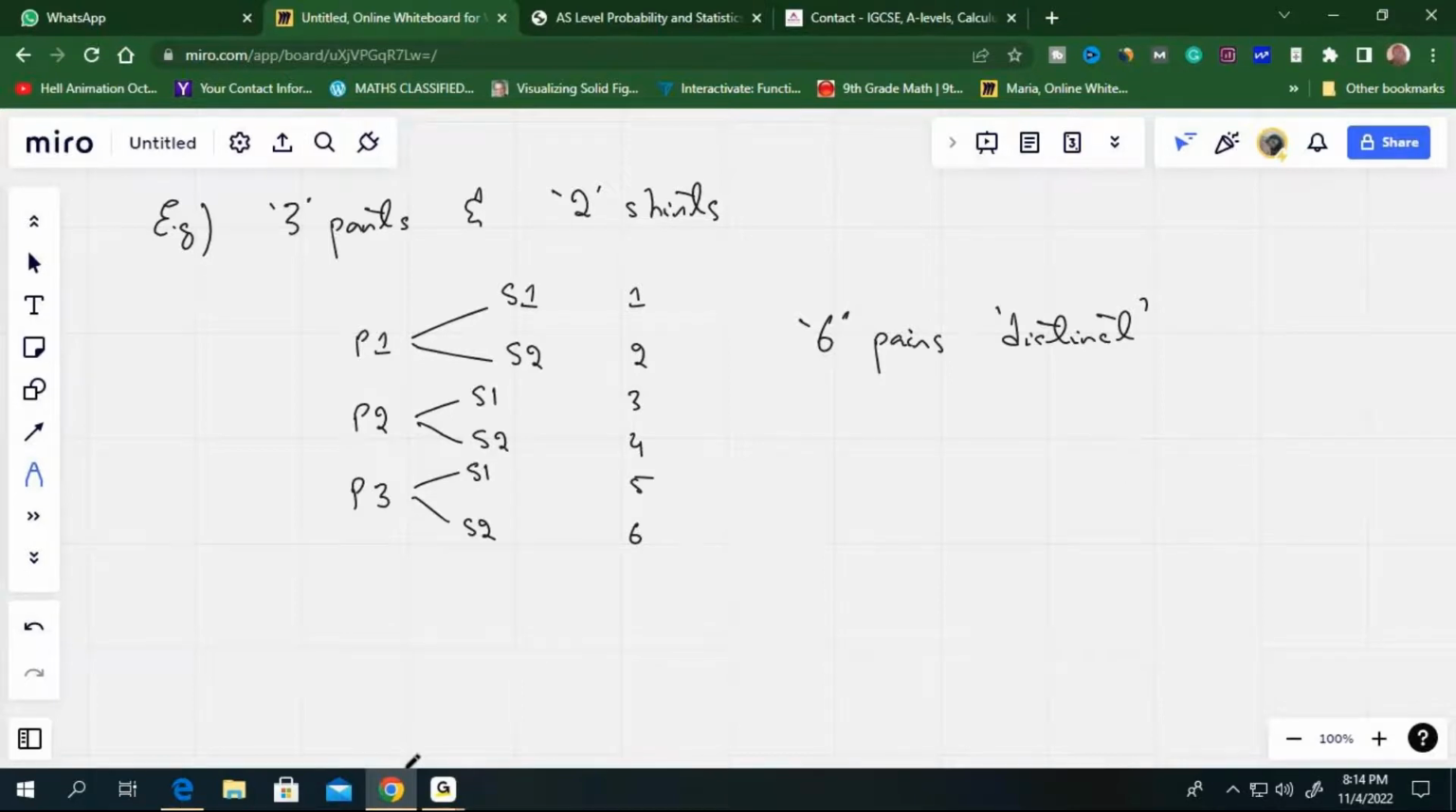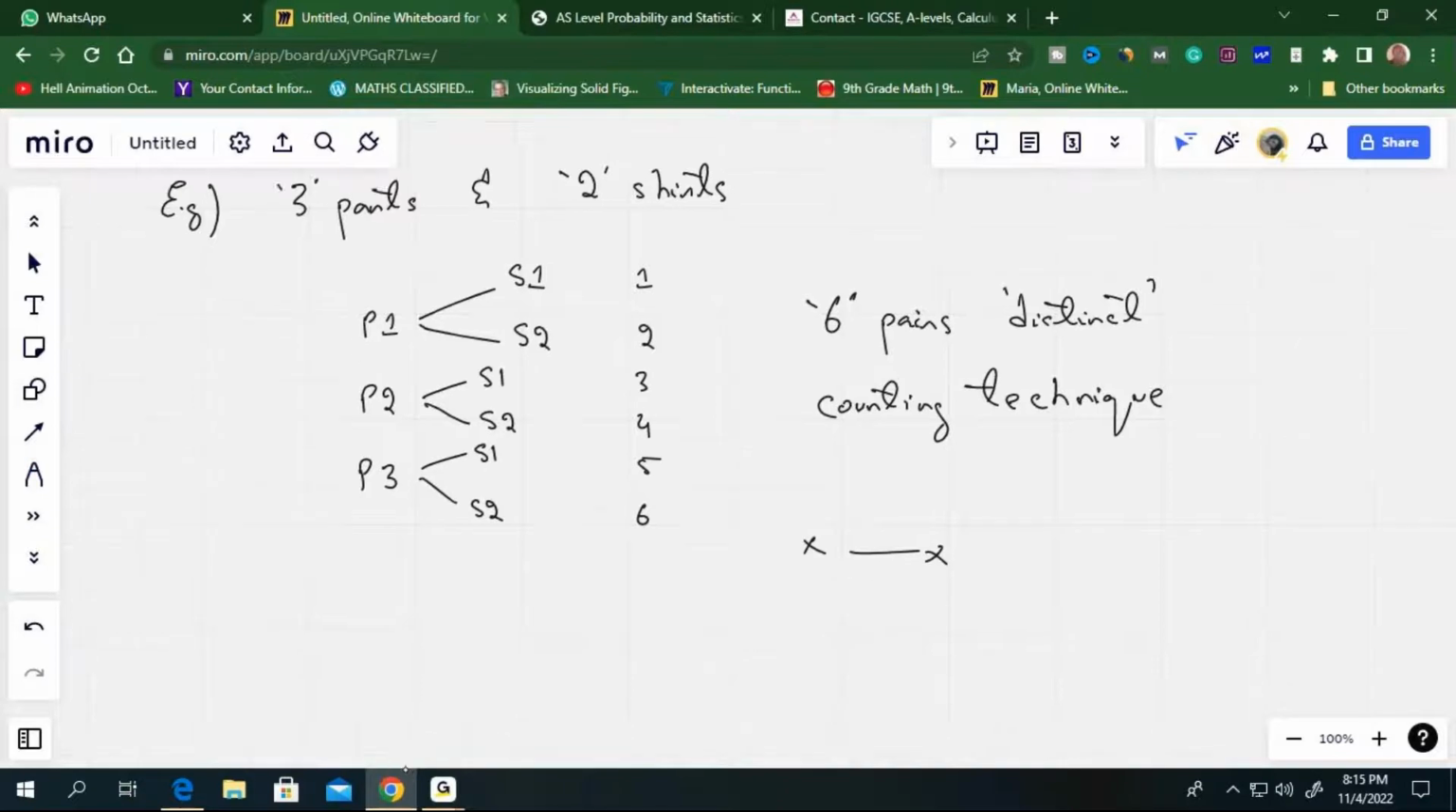So this is what you call a counting technique. We just made the combinations within no time like this. Now this is a crude way of doing it.